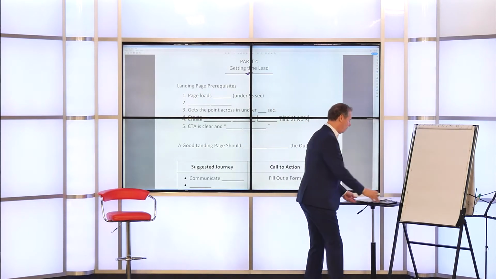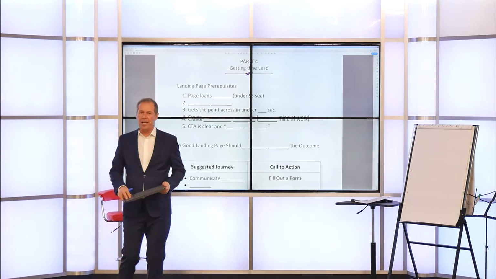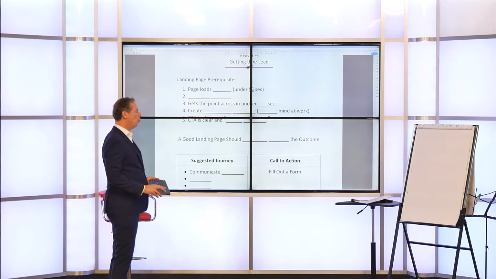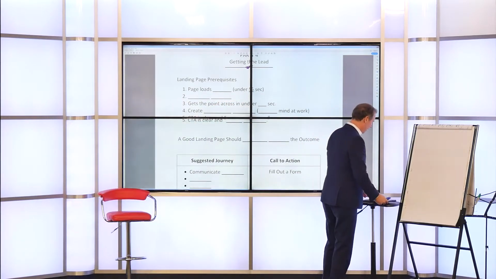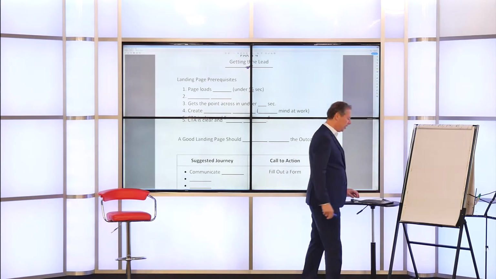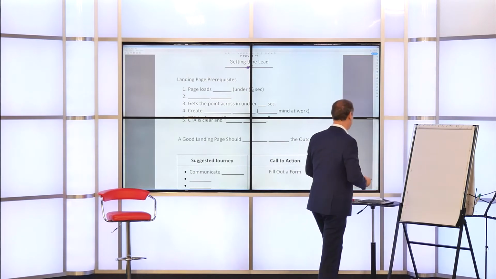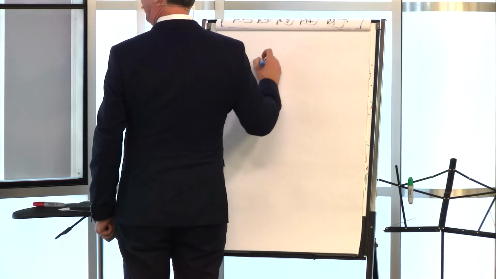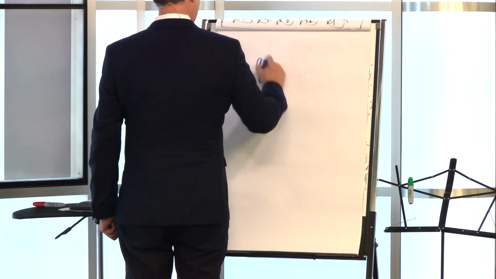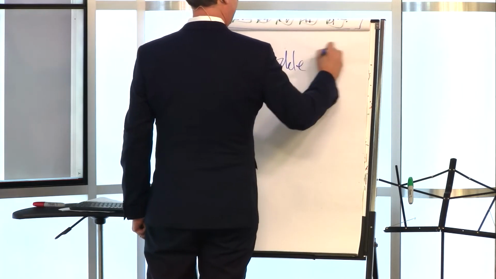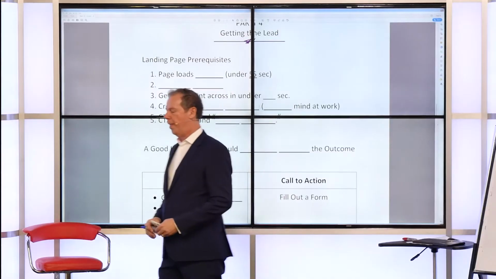So we're going to start off part 4 on getting the lead with some very basic prerequisites, meaning essential things that your landing page, or the place where you're sending the awareness-built traffic, needs. The first is that the page loads in under 5 seconds. So the word is quickly, and in under 5 seconds. In my experience, that's one of the most important things, especially on mobile.